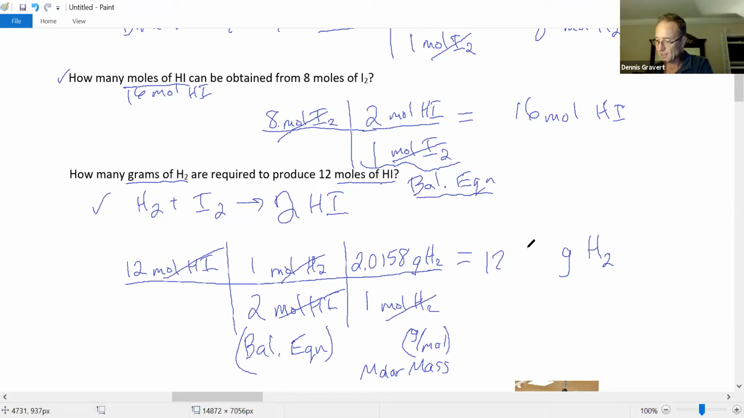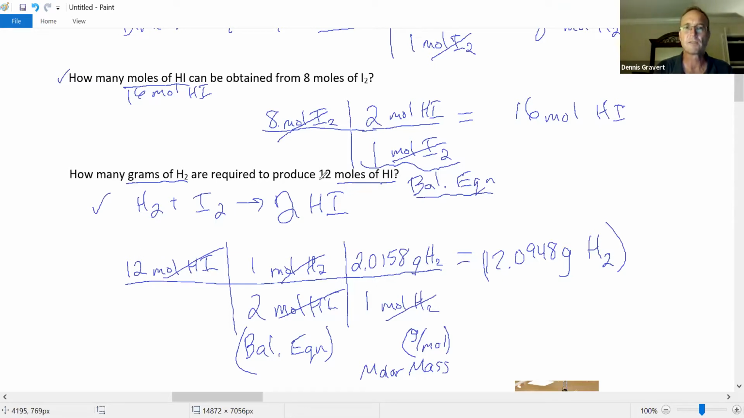It is 12.095. Well, the calculator is actually going to be 12.0948 grams. Put that in parentheses. How many sig figs do we have here?